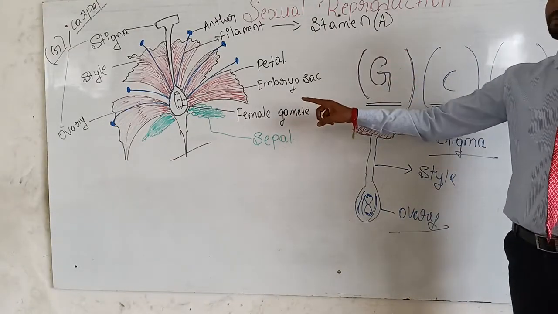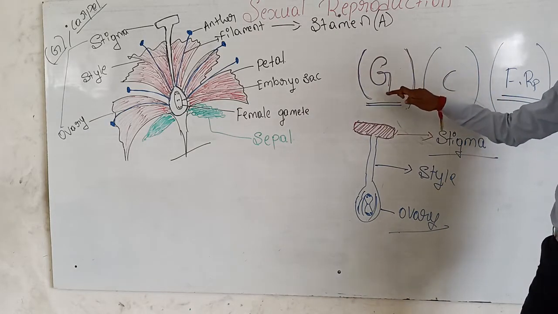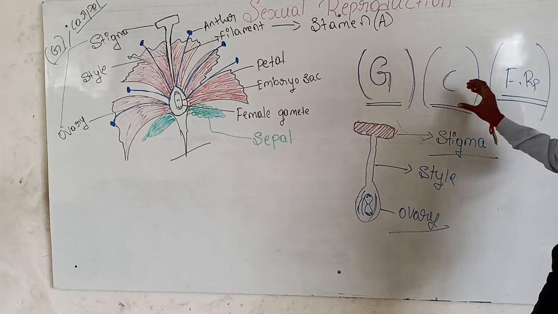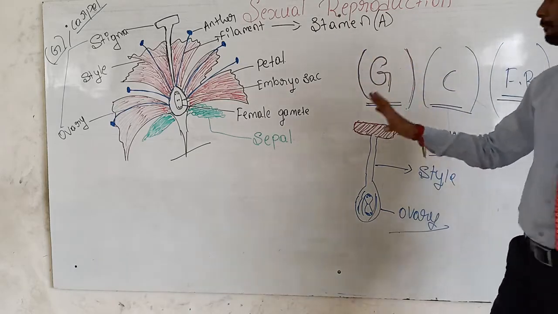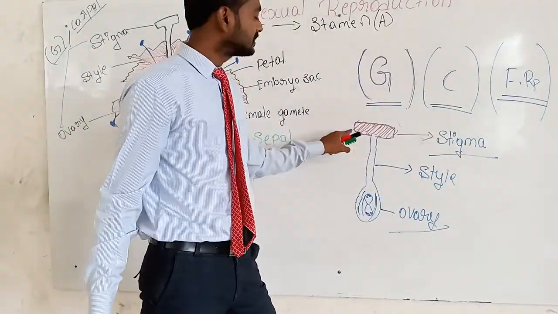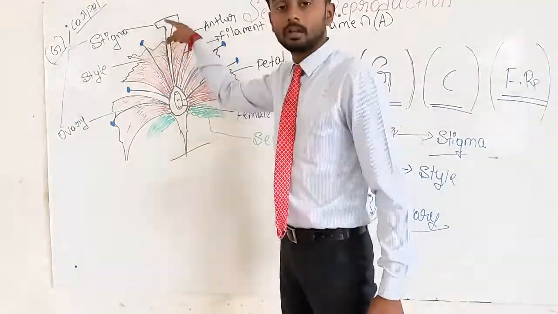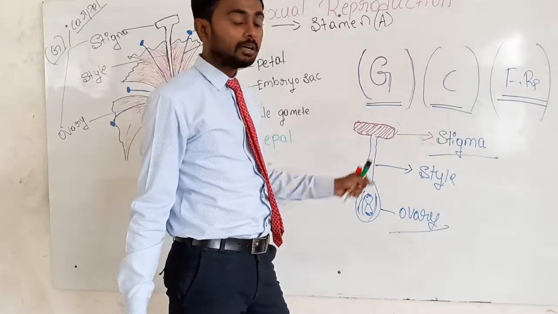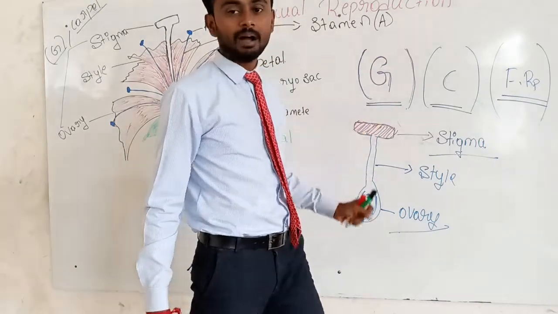So in the flower, you can see the female reproductive part, that is the carpel. The carpel is also known as the gynoecium. You can write it this way also: gynoecium. The carpel is the female reproductive part in the flower. It has three parts: the stigma, style, and ovary. Clear all of you? The gynoecium is also known as the carpel. It can be divided into three parts. One is the stigma.